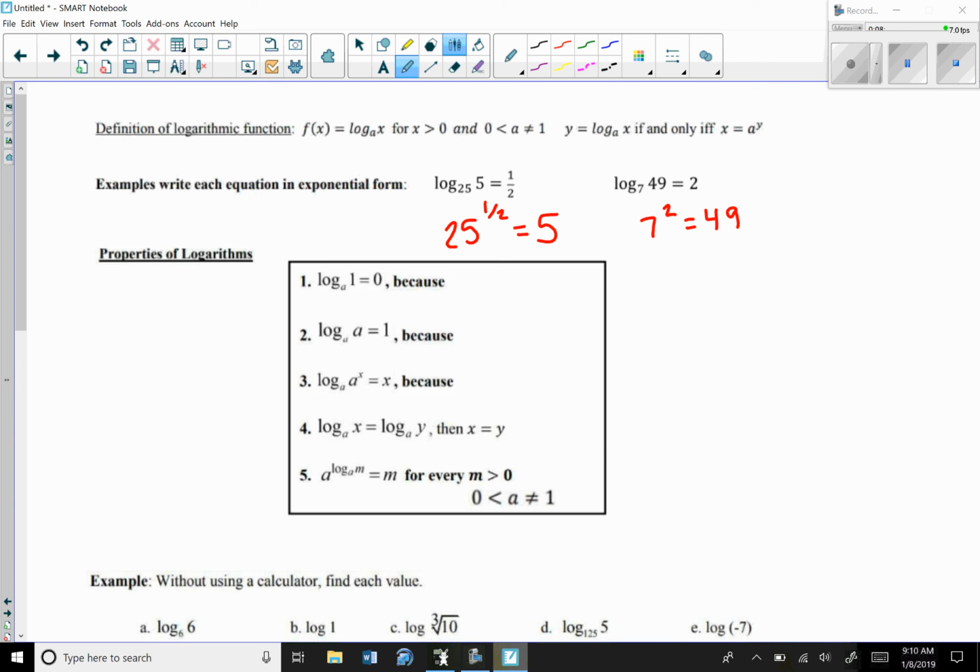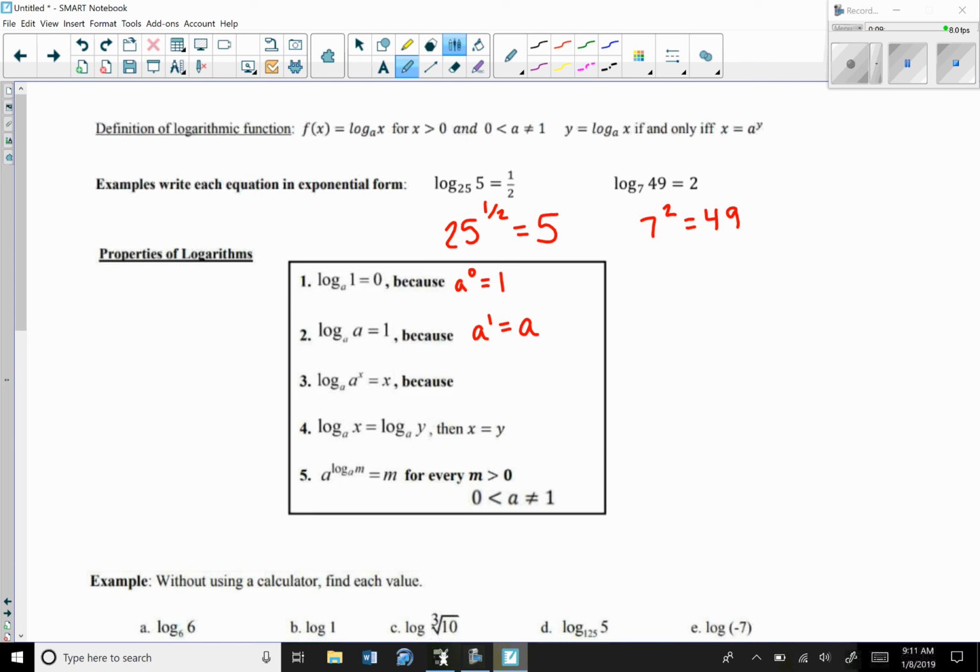We also have properties of logarithms that we learned last year. So if we have the log base a of 1, it's equal to 0. Why is that? Use your exponential form to help you. If I rewrite this in exponential form, this is a to the power of 0 is equal to 1, and anything to the 0 power is equal to 1. For this next one, we have a to the power of 1 is equal to a. So that's why the log base a of a equals 1.